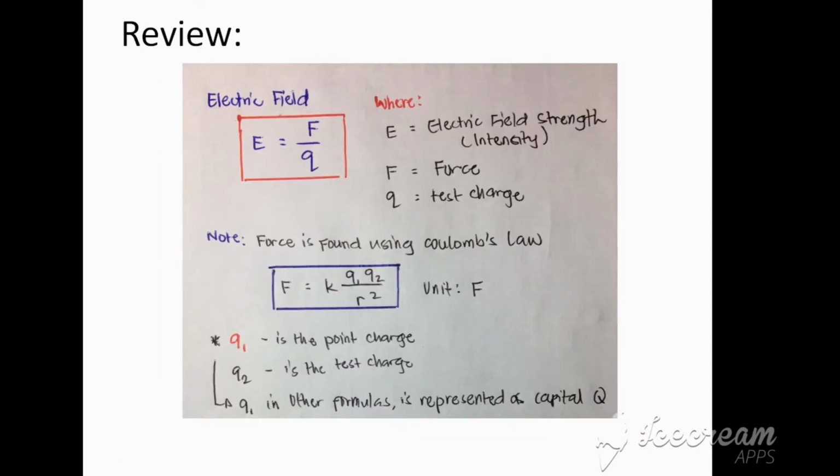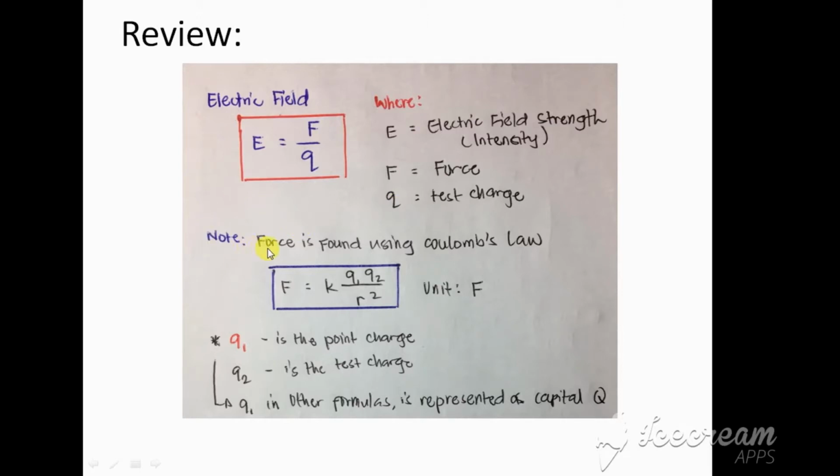Next is electric field. As we all know, electric field is defined to be the amount of electric force per charge exerted at that point and in space. And the formula for electric field is this one. E is the electric field strength or intensity. F here is the force, the force that is being experienced by the test charge. And Q, the small q here, is the test charge.